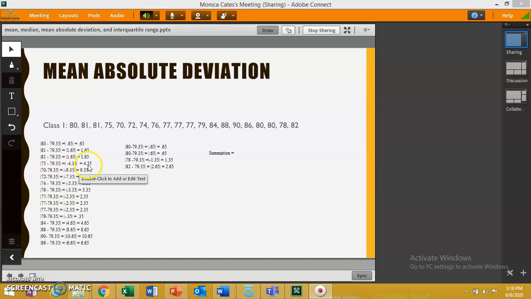Notice when I get to the negatives, I always get a positive value. So the absolute value of negative 4.35 is 4.35. And so on and so forth. I did all of the values, and they are all here. You can check it.